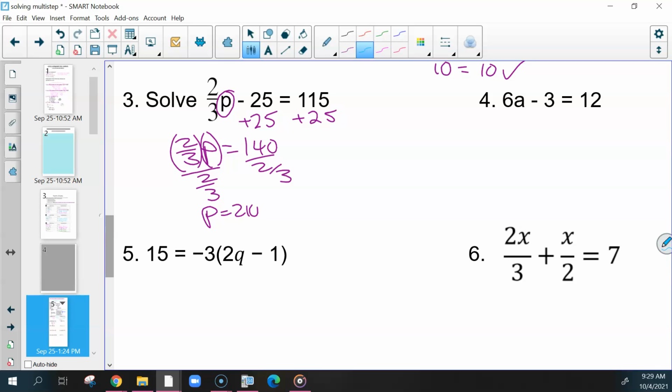So when your calculator divides a fraction, what you're really doing is taking that fraction, flipping it, so it's now 3 over 2, and multiplying by that flipped fraction on both sides. So if you put in your calculator 140 times 3 over 2, you should get 210. Do that really quickly. 140 times 3 over 2.